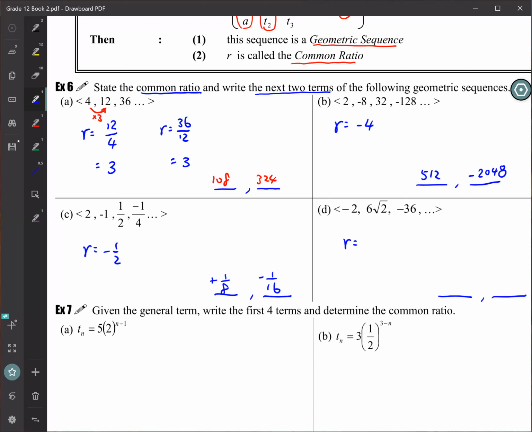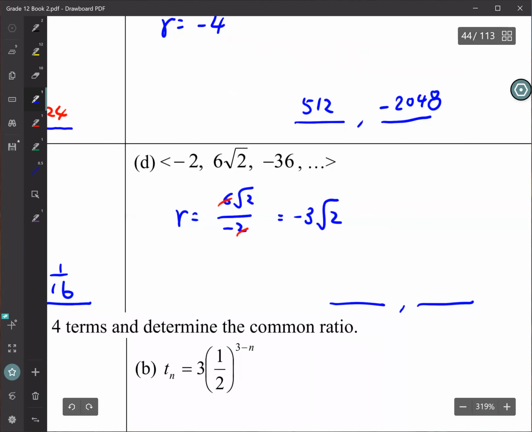Okay, Donna, what's your ratio for D? -3√2. -3√2. Very good. 6√2 over -2, we can reduce. So don't be afraid of the radical. And then the two terms. Okay, Ray, what's your two terms? 108√2. 108√2. And the next one?